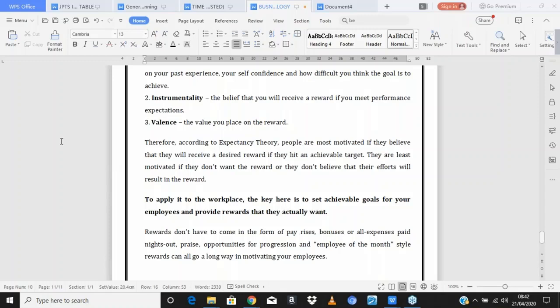This is your question. Explain how the theories of motivation can be applied in business psychology. Okay, so that's the assignment. Explain how the theories of motivation can be applied, and it must not be less than 4 pages. It must not be less than 4 pages.